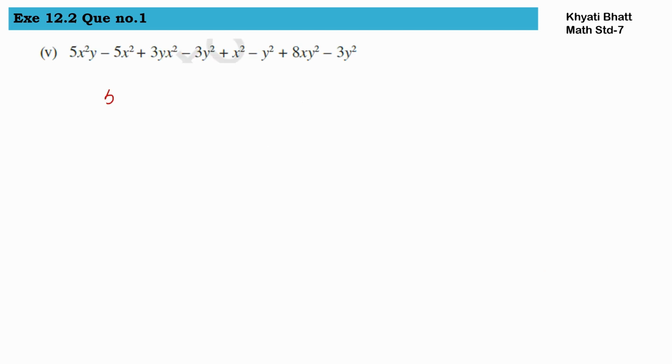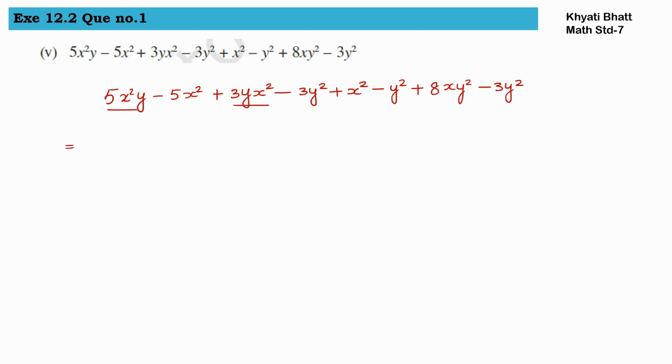Numerical is 5x square y minus 5x square plus 3yx square minus 3y square. 5x square y is there. Now that's it. There are two x square y terms. Now let us find out for x square. So x square, then comes x square, and then that's it. There are two x square. That y square is here, y square is here, and y square is here. And the last term which is remaining is this.